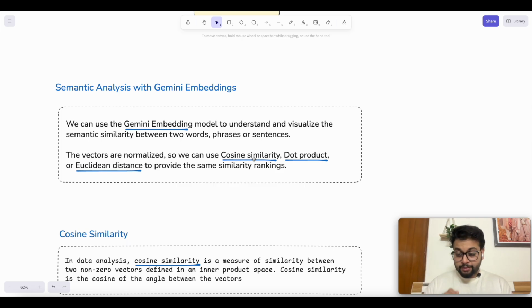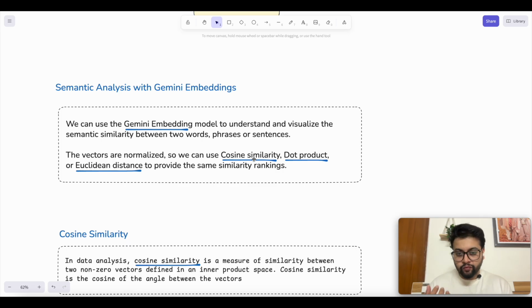The Gemini embedding models will give you the vector, and with the vectors for the two words or two phrases which you are trying to compare, you can perform cosine similarity, dot product, or Euclidean distance between those two vector embeddings, and you can get a score or a similarity ranking, right? And depending upon the score, you can decide how close the two words, phrases, or sentences are.